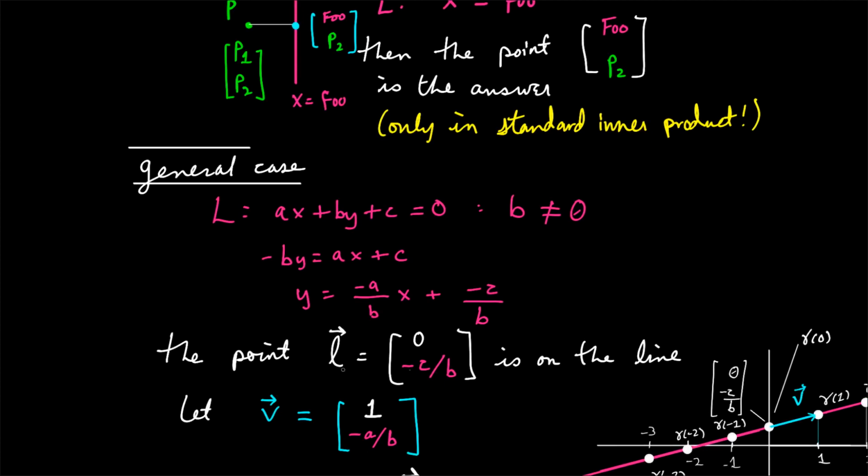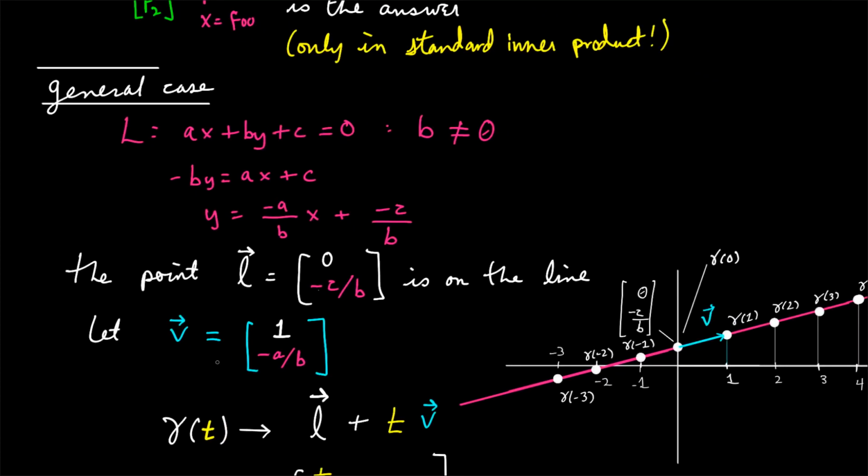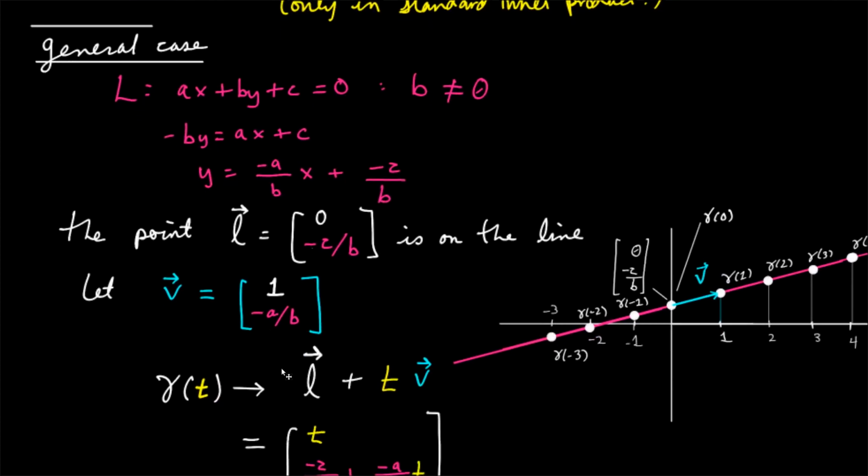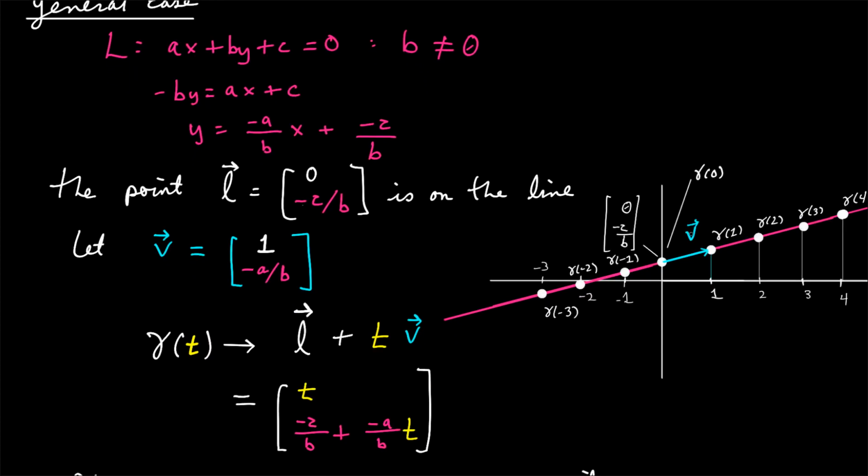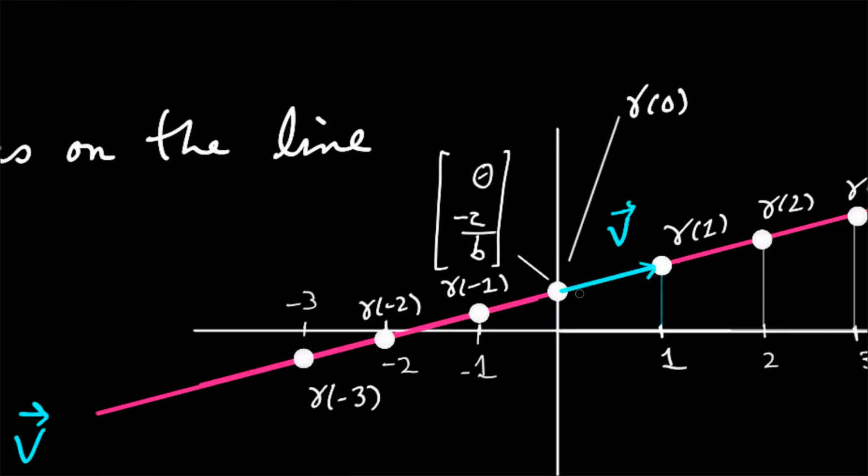Well, the point L is equal to 0 and minus c over b. Just plug that in, you'll see. That's definitely on the line. It satisfies this equation. So we let our vector v be 1 and minus a over b. So the picture for this is we go 1 over and then the slope of the line up, because the slope is rise over run. So if we have a run of 1, then we'll have whatever the slope is of rise. Because rise over run, if the run is 1, then the slope equals the rise.